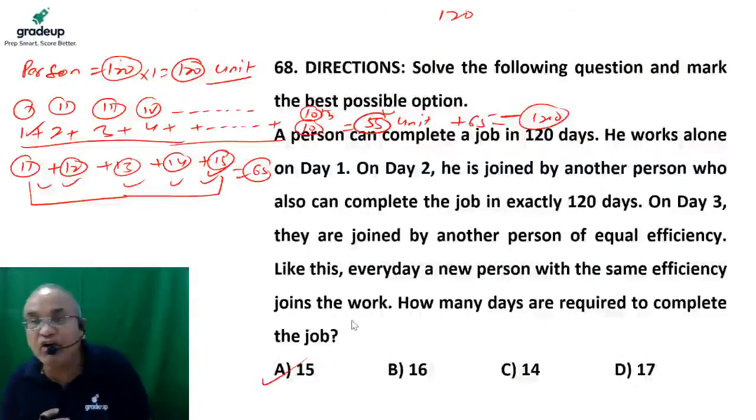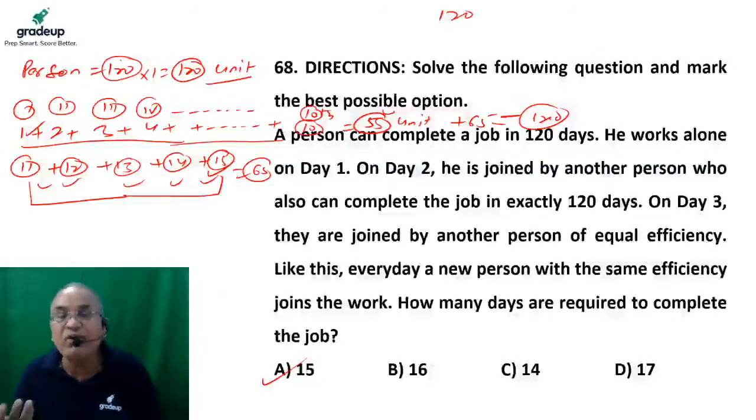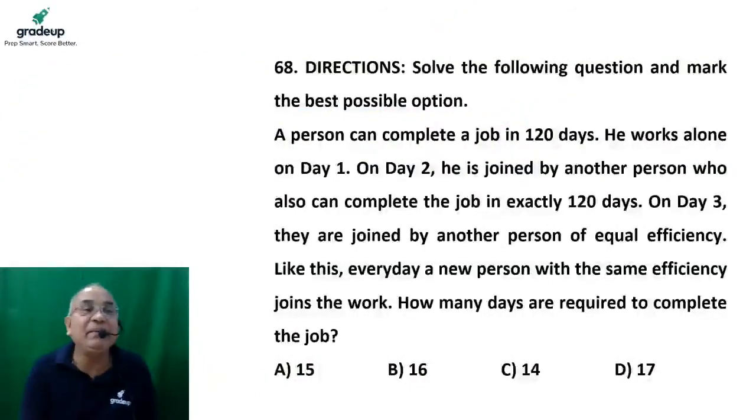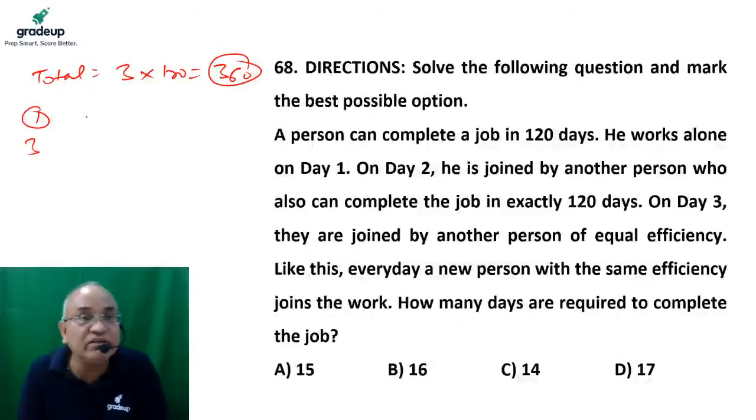Why are we considering only 1 unit? I told you can take 2 units also. No problem. You can take 3 units also. The answer will remain the same. Okay, I will take 3 units. Let's say the person who can do the work in 120 days can do 3 units of work in a day. So in 120 days, he has completed 360 units. So on the first day, only one person is at work, so he can complete 3 units. On the second day, 2 persons will be there, so they will complete 3 plus 3, 6 units.